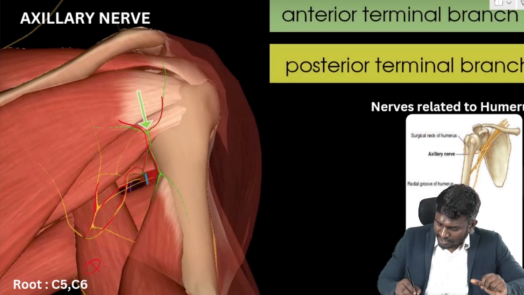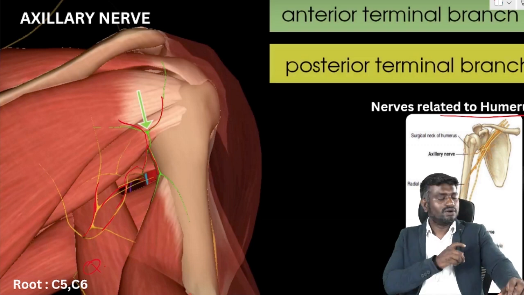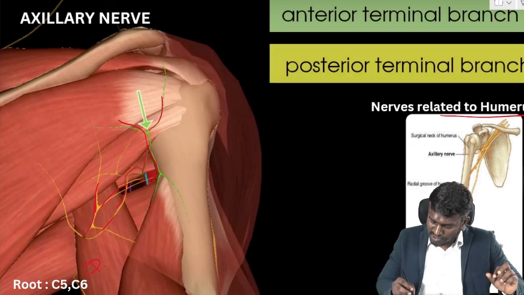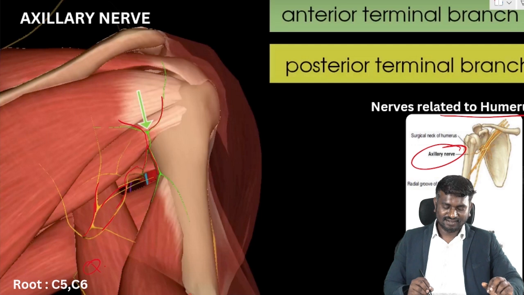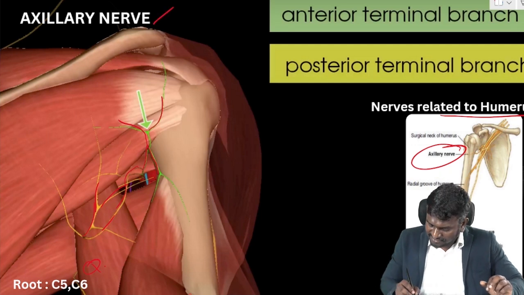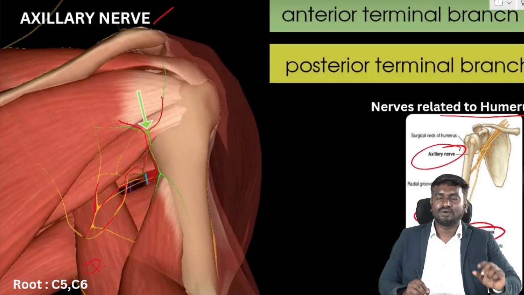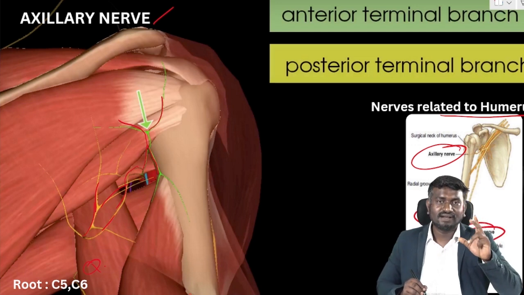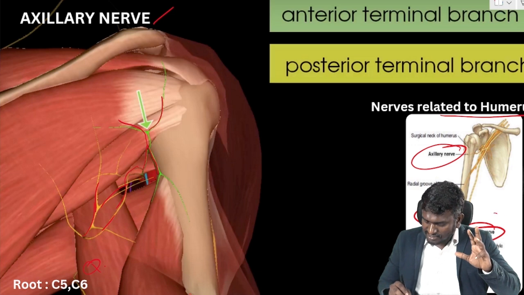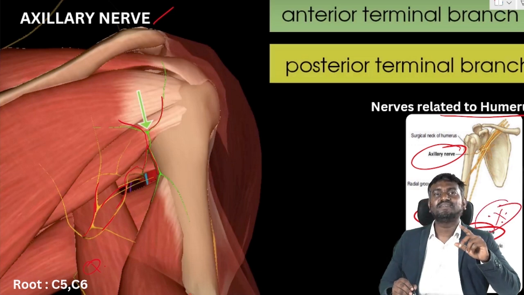Nerves related to the humerus, very important. Nerves related to the humerus bone, three important nerves. One is going to be the axillary nerve. Secondly, we have the radial nerve, which is very important, and then followed by the ulnar nerve. Axillary nerve, radial nerve, and the ulnar nerve. These are all the important nerves of the humerus bone.